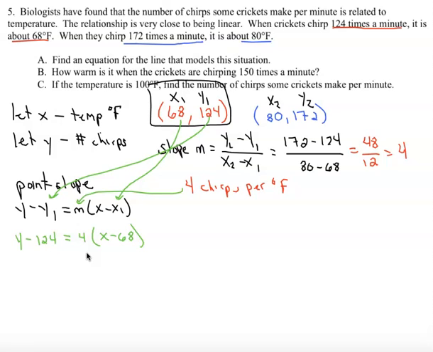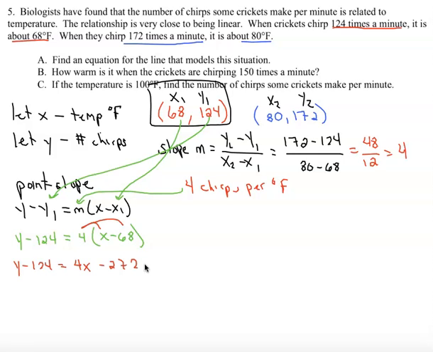I'm going to take this a little step further, and I'm going to put this into slope intercept form. So I'm going to distribute my 4. y minus 124 equals, distribute the 4 to x. 4 times x is 4x. And then I'm going to distribute the 4 to negative 68 here, which is negative 272.